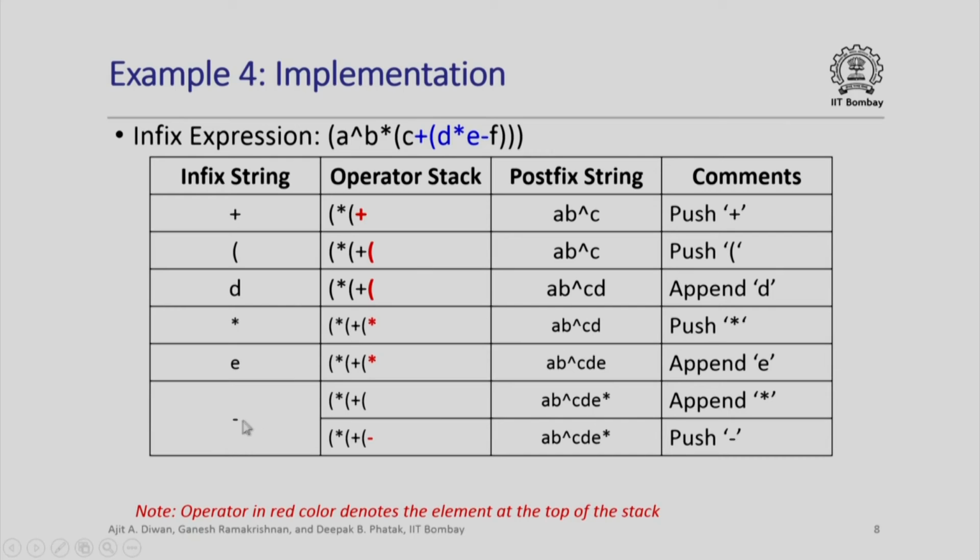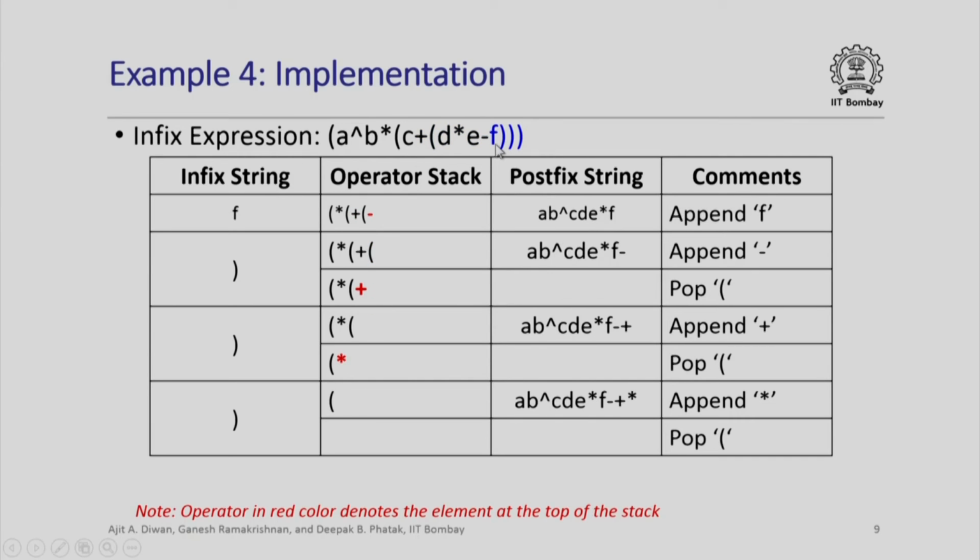Now when we come across the operator minus, as we stated earlier, we compare its precedence with the previous operator because there is one stored on the stack. Since the previous operator star has a higher precedence, we append this star to the postfix string and pop it out of the stack and then push this minus operator onto the stack. We have come up to the minus sign here. There are still several characters in the infix expression left. We will examine them on the next slide.